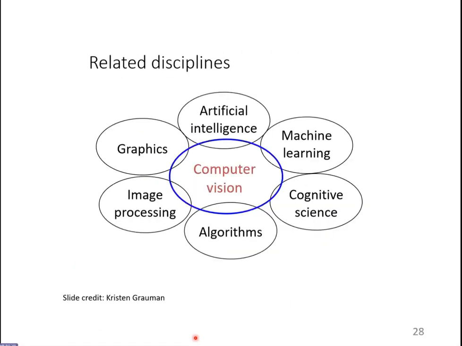And okay, computer vision and graphics. Many people confuse the two words. So who has an idea what's the difference between computer vision and graphics?